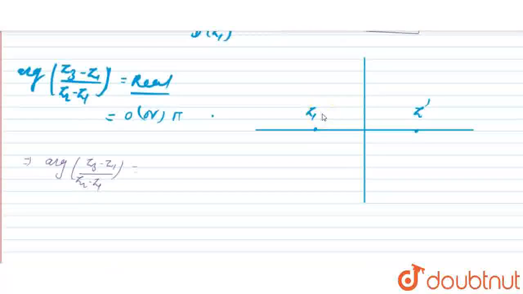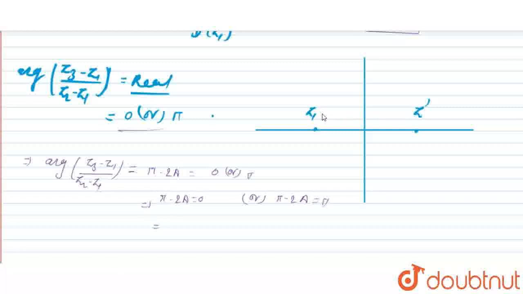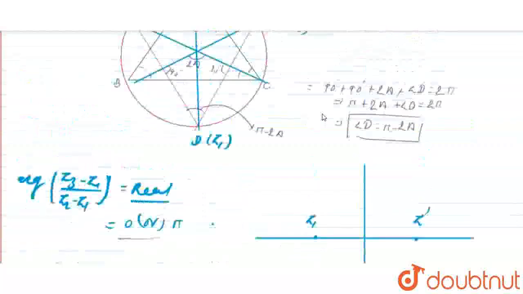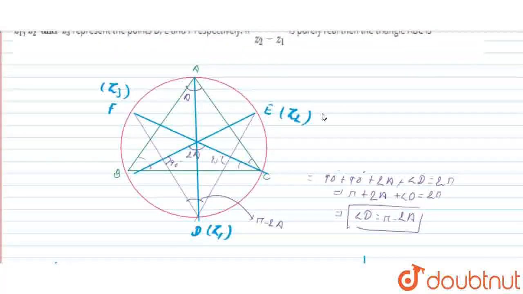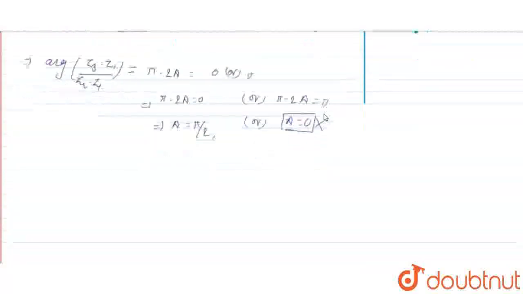Now we are getting that this angle is equal to pi minus 2A, and from here we can conclude that this is equal to 0 or pi. Now pi minus 2A equals 0, or pi minus 2A equals pi. From here we can conclude that A will be equal to pi divided by 2, or A will be equal to 0. So A equal to 0 is not possible because this is a circle and a triangle, and no side or angle can be 0 degree. So this is the possible one.